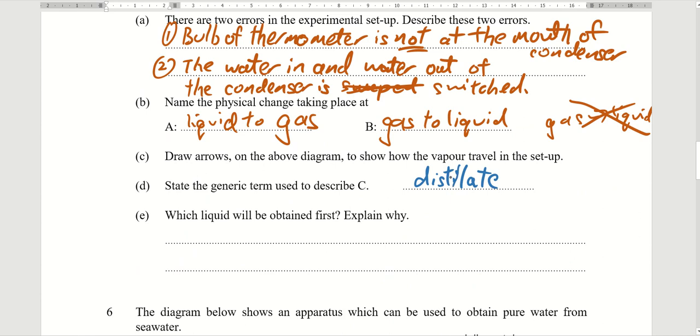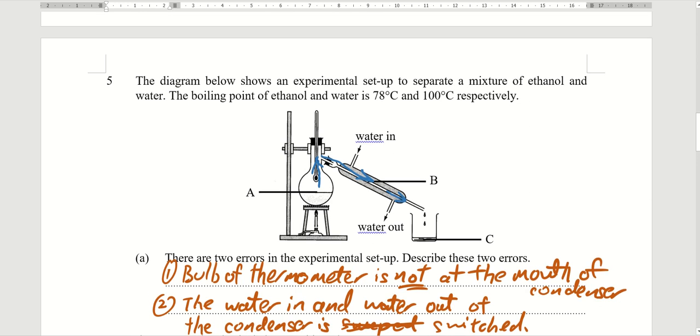Okay, so which liquid will be obtained first? And explain why. Like I mentioned before, when we talk about distillation, we are actually trying to obtain some form of liquid. So if you look at this question, ethanol and water, ethanol has a boiling point of 78 degrees Celsius and water has a boiling point of 100 degrees Celsius. So when we heat up the mixture itself, it will definitely reach 78 degrees Celsius before reaching 100 degrees Celsius.